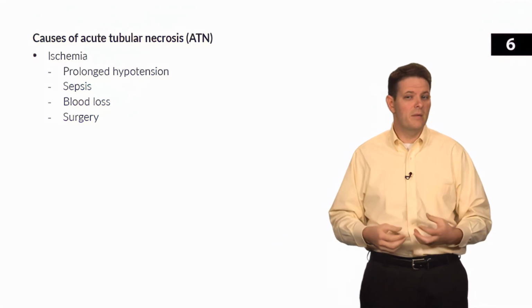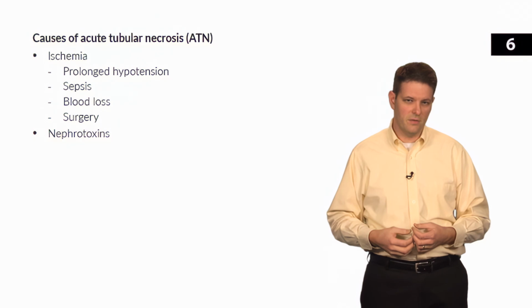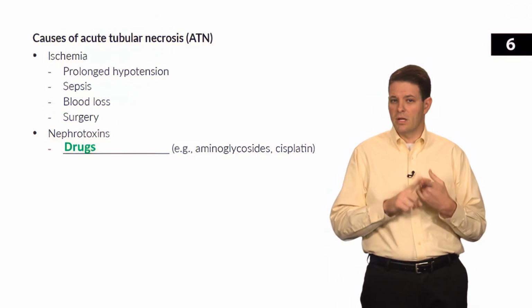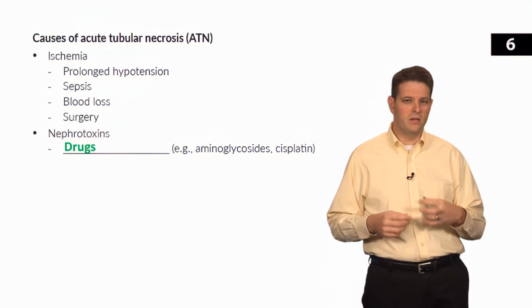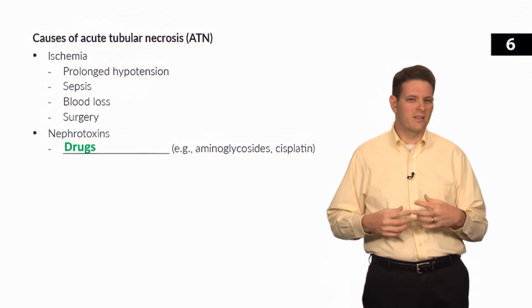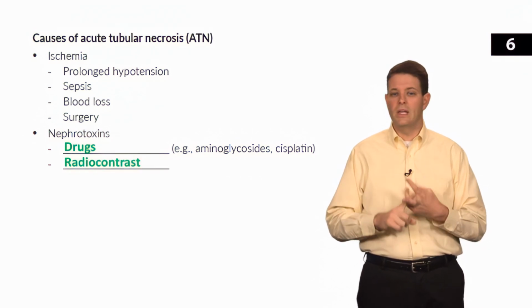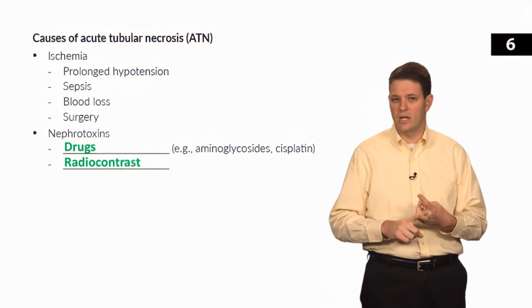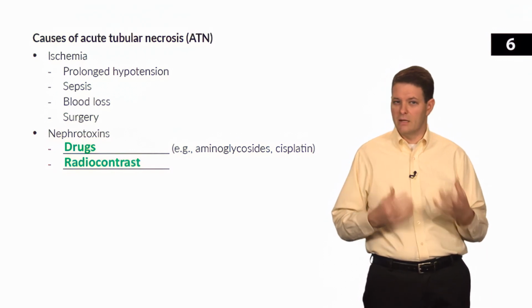Then besides ischemia, the other big category of things that cause ATN is nephrotoxins. This includes drugs like aminoglycosides and the cancer drug cisplatin. There are more drugs that do this, but they're uncommonly used drugs, things like pentamidine and foscarnet. And then another important nephrotoxin is radiocontrast that we use for CTs or angiograms. We really don't know why IV contrast causes ATN, but it does.